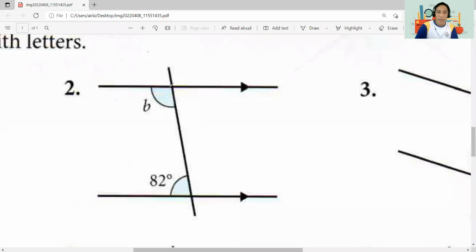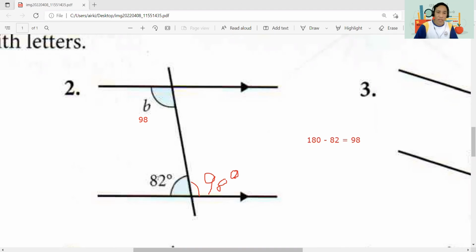For the next example, angle B here and this angle is 82 degrees. So what is the value of angle B? There are actually many ways to solve this problem, but one way is to subtract: 180 degrees minus 82 is equal to 98 degrees. So this angle is 98 degrees. Remember, it's from the straight line. Since this one is 98 degrees, angle B is also 98 degrees, because angle B is alternate to this angle. The reasoning is alternating angles.